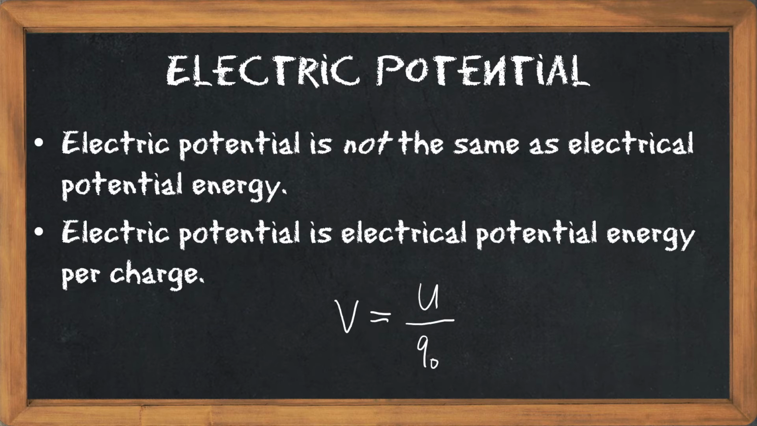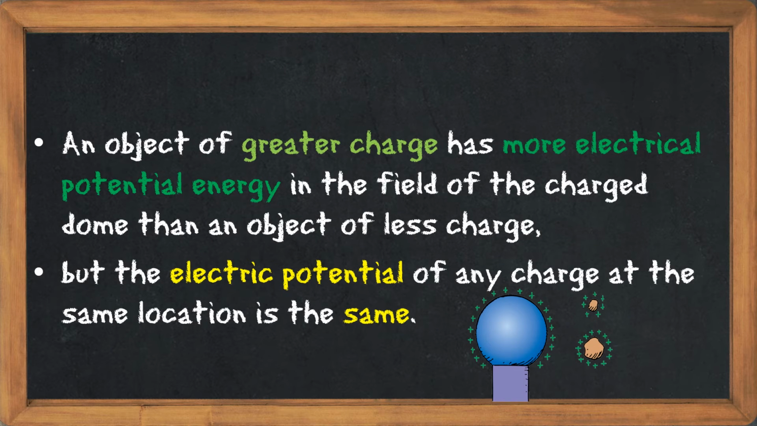Electric potential is not the same as electrical potential energy. Electric potential is electrical potential energy per charge. It is denoted by the symbol capital V, which is equal to the electric potential energy U over the charge Q0. An object of greater charge has more electrical potential energy in the field of the charged dome than an object of less charge, but the electric potential at the same location is the same for any charge.